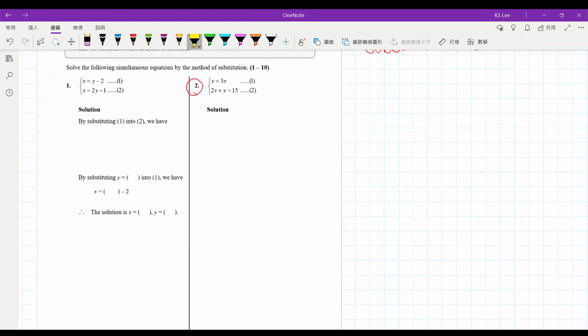We have equation 1, y equals 3x, and we have equation 2, 2x plus y equals 15. So now we have to do our first substitutions. Which one should we substitute, 1 into 2 or 2 into 1? The answer is 1 into 2, because in the first equation we have the value of y, and then we can substitute the y here into the second equation. So let's work out our step.